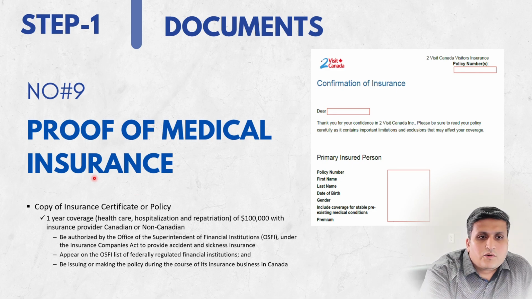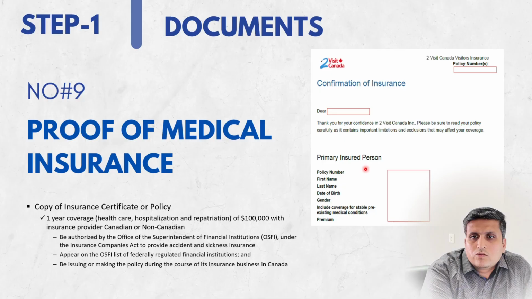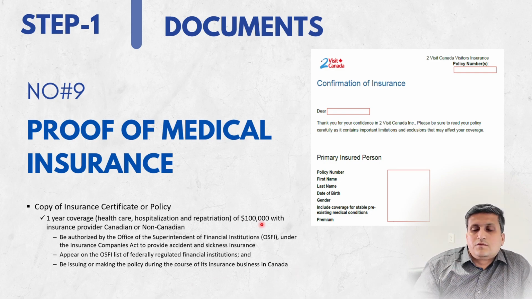Now next, one of the important ones is the proof of medical insurance. The most important criterion here is you have to purchase the medical insurance before you apply, and we will need to submit the confirmation of insurance while we are submitting the application. It has to be from an authorized insurance provider. It can be Canadian or non-Canadian, but it should appear on the list of OSFI, which is the Office of the Superintendent of Financial Institutions, and they can issue the policy for insurance business in Canada, and it has to be for $100,000 at least. So this will be a 1-year medical insurance that you will have to take.